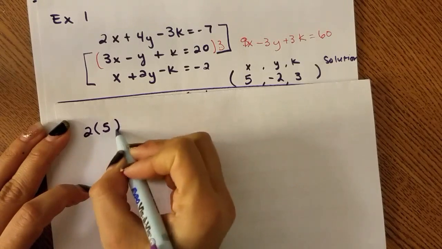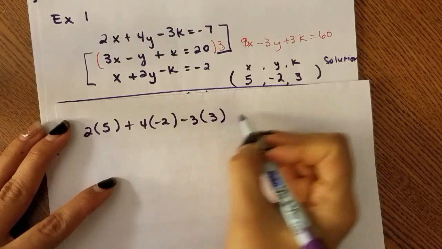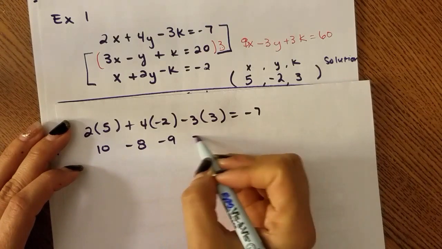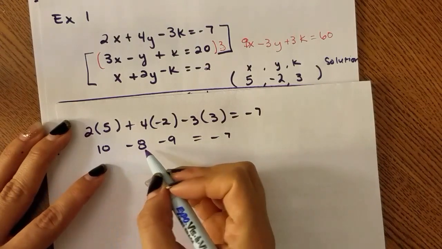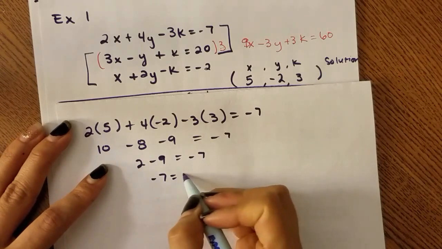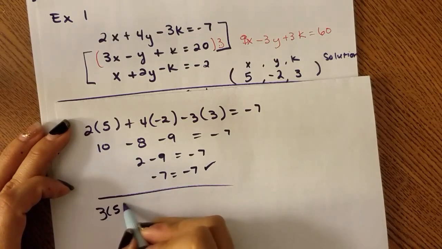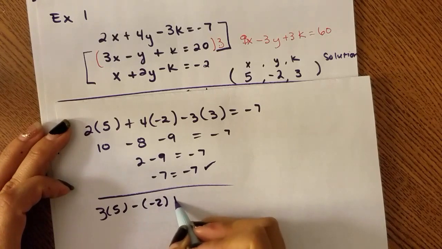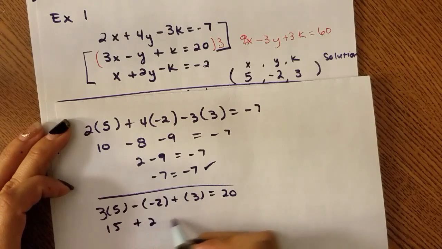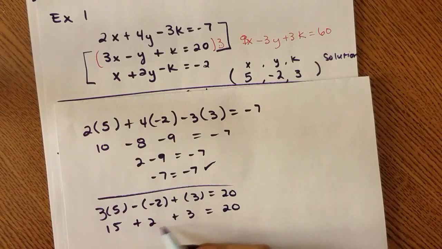So 2 times 5 plus 4 times negative 2 minus 3 times 3 is equal to negative 7. So 10 minus 8 minus 9 equals negative 7. 10 minus 8 is 2, minus 9, negative 7. So far, so good, right? First one checked out. 3 times 5 minus negative 2 plus 3 equals 20. 15 plus 2 plus 3. All right, we're looking good. 15 plus 2, 15, 16, 17, 18, 19, 20.